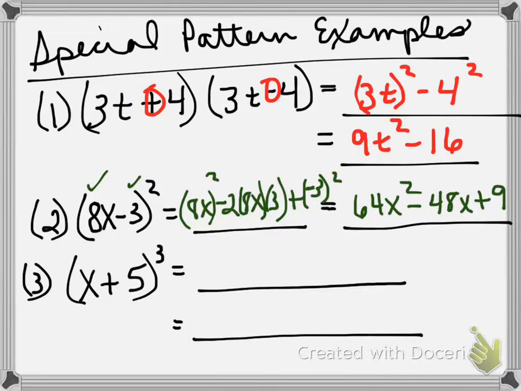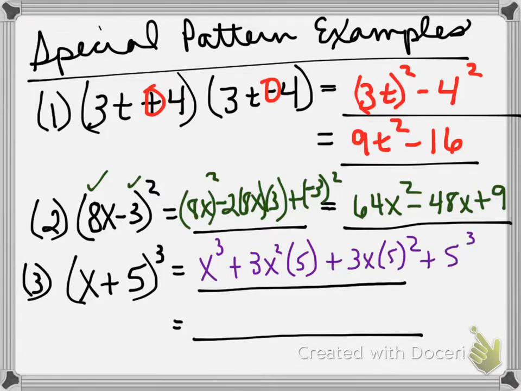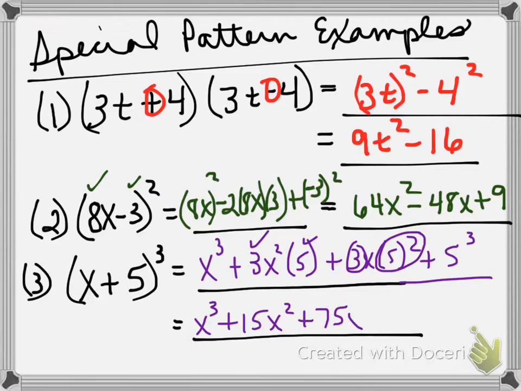If I have x plus 5 to the third power, I'm going to have x cubed plus 3x squared times 5 plus 3x times 5 squared plus 5 to the third power. That's the formula. If I simplify this, the 3 and the 5 makes 15, so I have x cubed plus 15x squared. If I have 5 squared and 3, that's 3 times 25, is 75x. And then 5 to the third power is 5 times 5 times 5, which is 125.